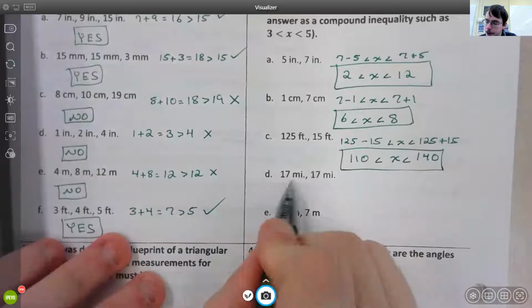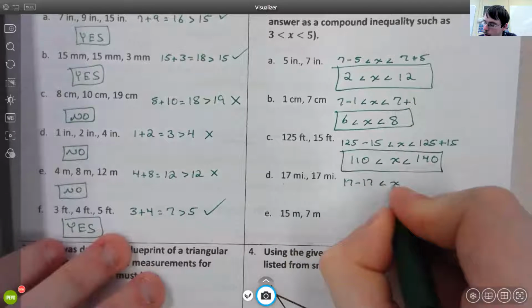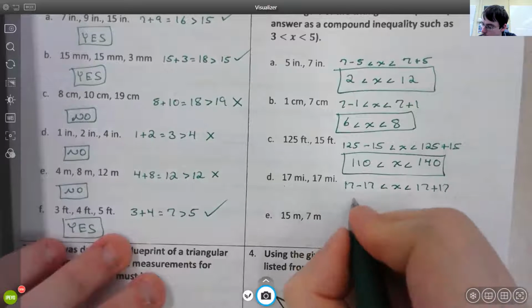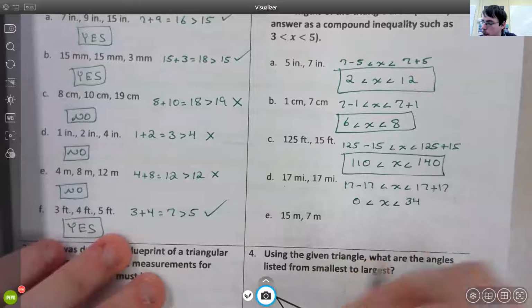D, we have 17 and 17. We take 17 and subtract 17. Then we take 17 and add 17. 17 minus 17 is 0. 17 plus 17 is 34.